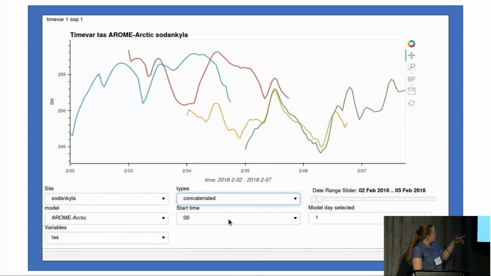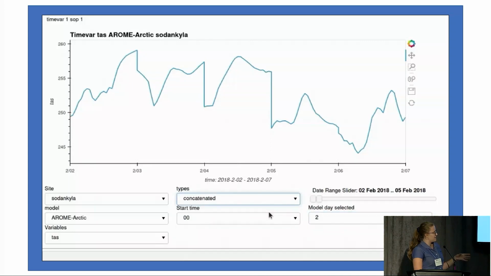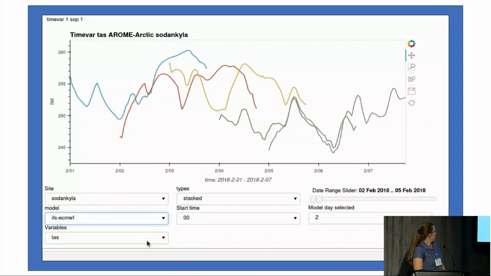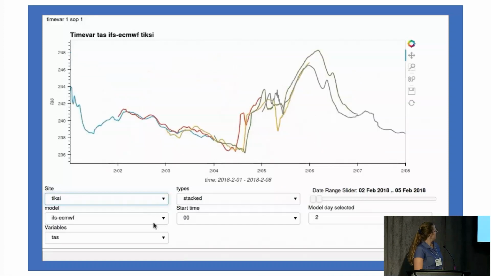So you start choosing between the two different types of this. You have a concatenated and a stacked case. For the concatenated case, you can choose which model day that you're using out of these 3-day forecasts to concatenate by. And going back to the stacked case, you can also choose which model you want to use. And also interact with the different sites. And you can also increase or decrease the date range that you're looking at.